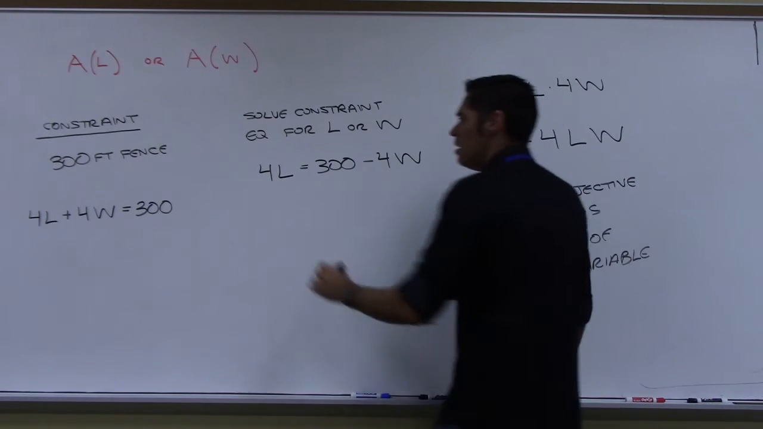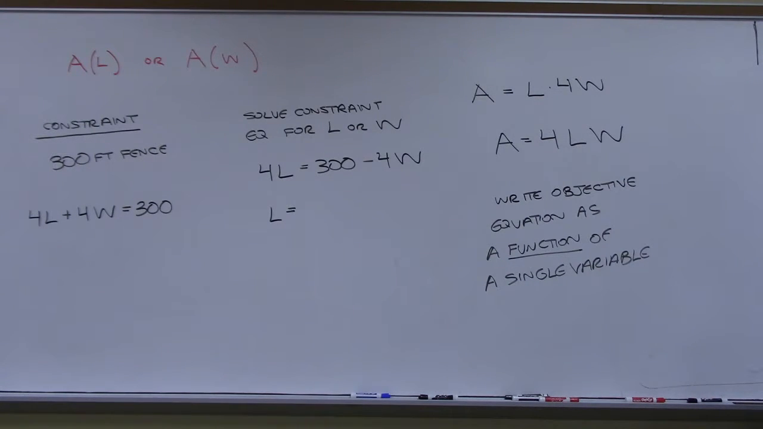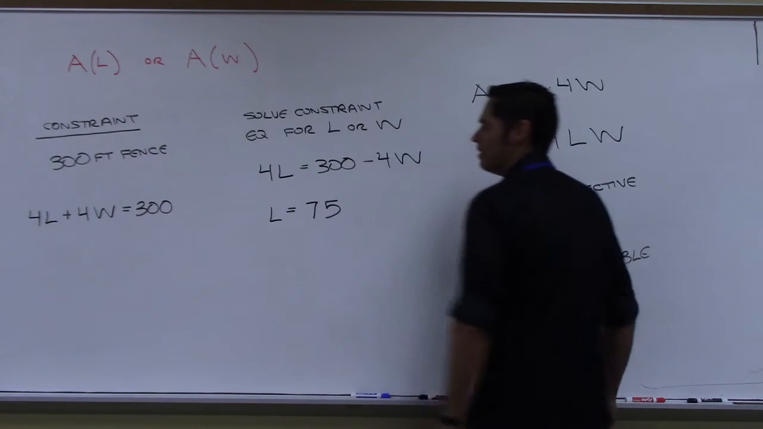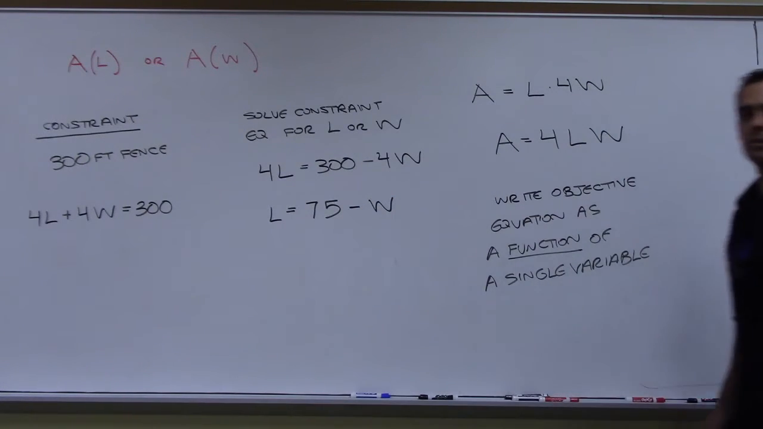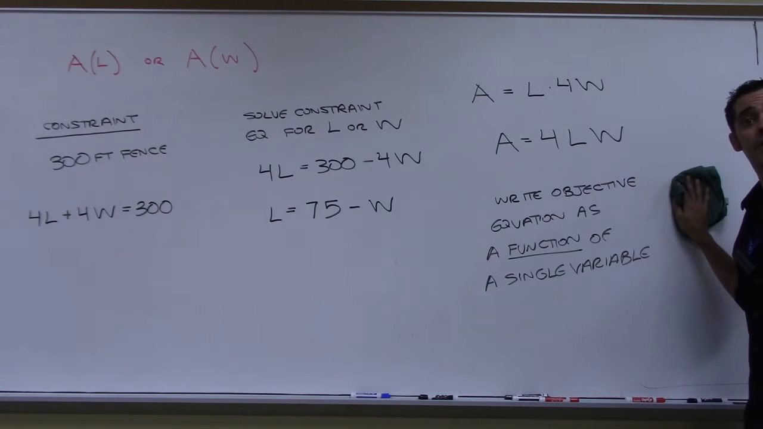And we get lucky here because when we divide everything by 4, 4 goes into 300, does it? What is it? 75 minus W. We got lucky that that's a nice number. Okay. Everyone's with me? No problems? Sure? Now, what am I going to do with that?